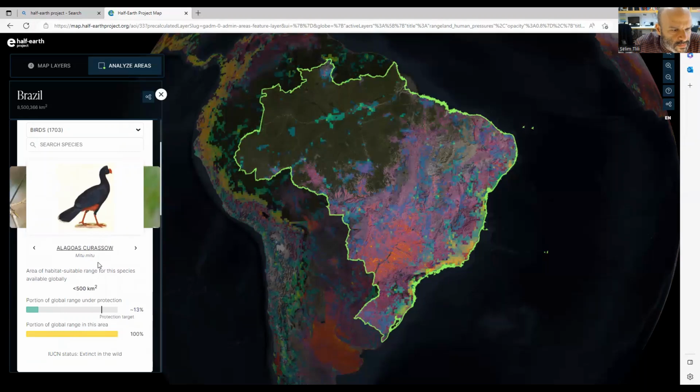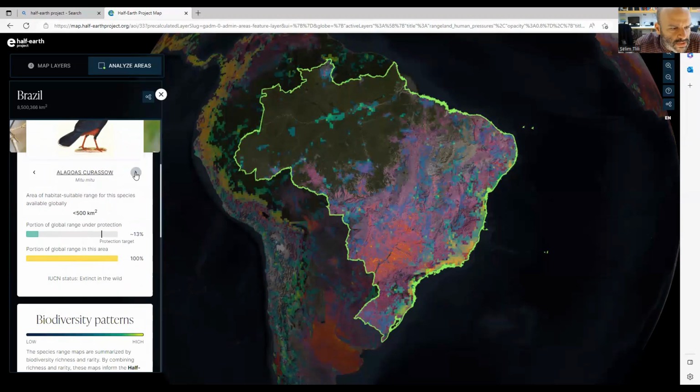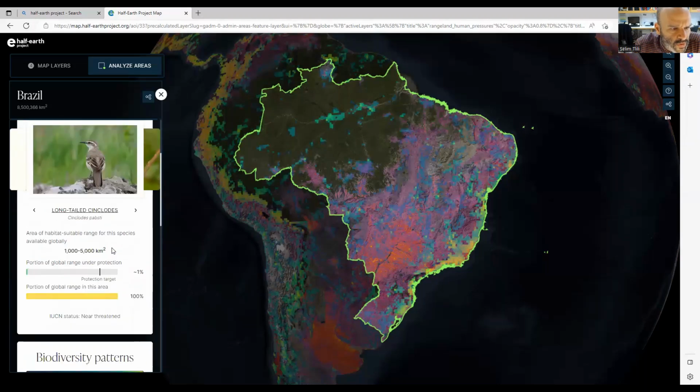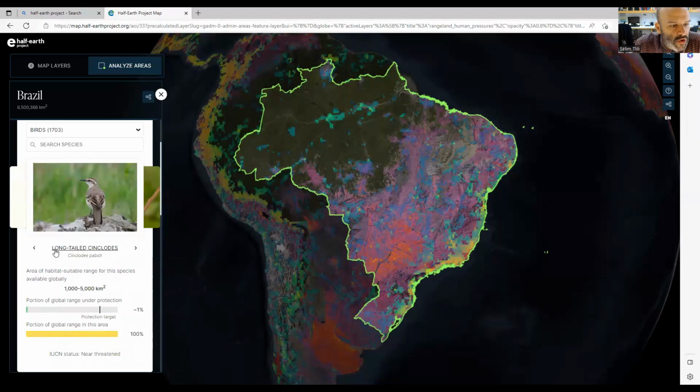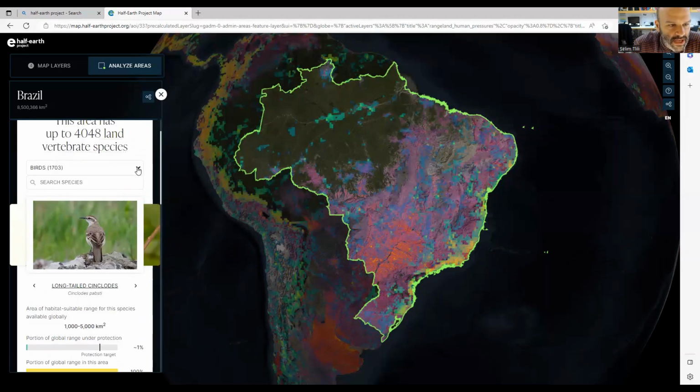Here we go. Okay. So when we look at the long-tailed cinclodes, that sounds about right. We can take a look at the range. This bird is able to go 5,000 kilometers, is able to travel a tremendous amount, which means that it is relatively less vulnerable to particular challenges than, let's say, a creature that has a lower level of range.